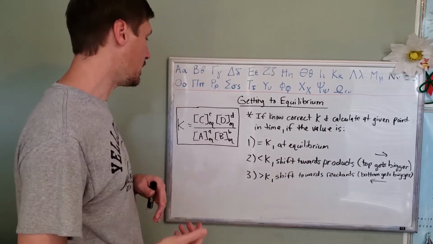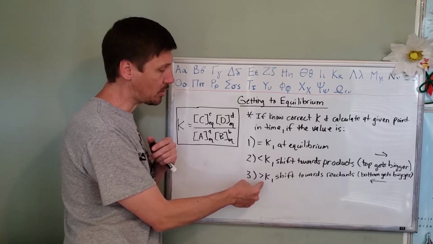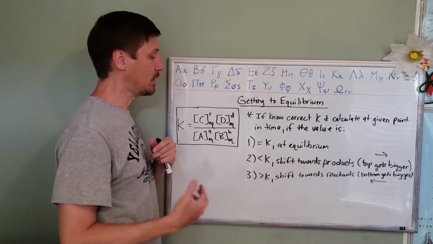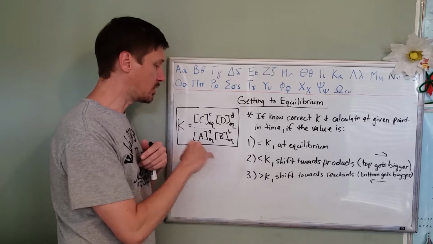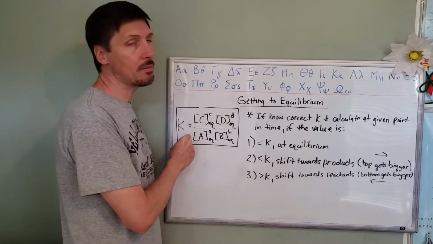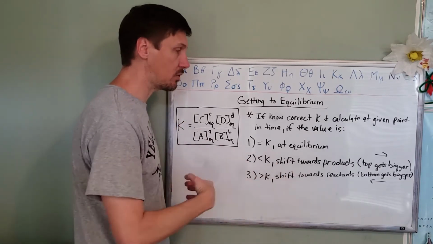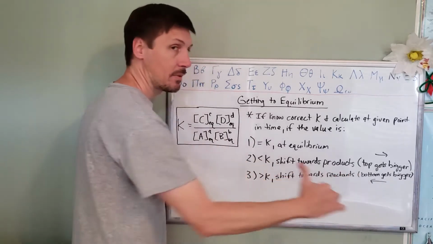If the value that we calculate is greater than the value that we know K actually is, then we need it to shift towards the reactants. In other words, the value is too large, and we need it to get smaller, and so we need the bottom of this fraction to get bigger and the top to get smaller. And so we need it to shift towards the reactants. It's going to go in this direction.